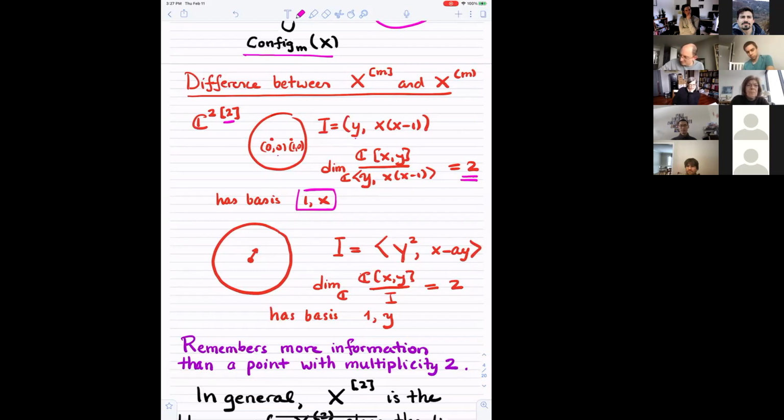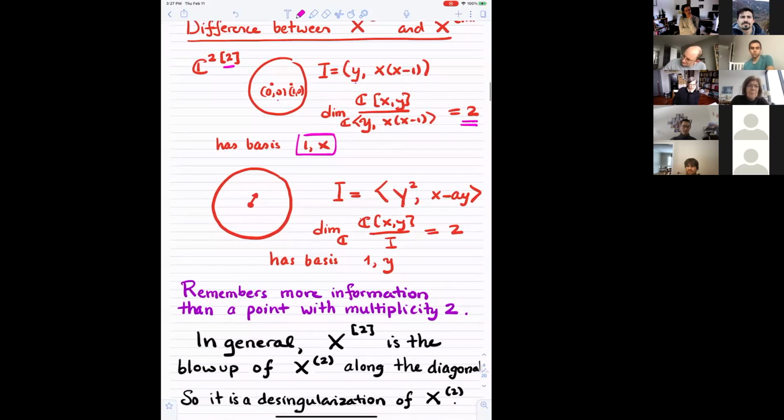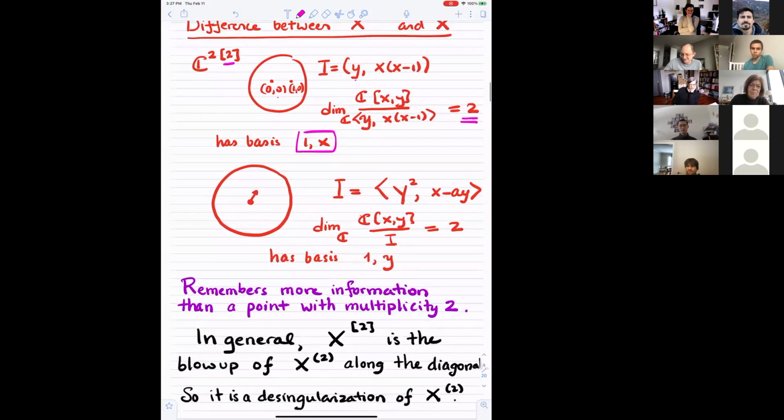But now what happens if the points collide? You see, if the points collide, I can write the ideal something like this: y squared equals x minus ay. And I claim that this is fine because I can again compute this dimension, right? If I look at the polynomial ring modulo I, then I can take my basis to be either 1 and x or 1 and y, right? And y squared is already killed. And then, if I put x or y, then I can solve for the other one from this linear relation.